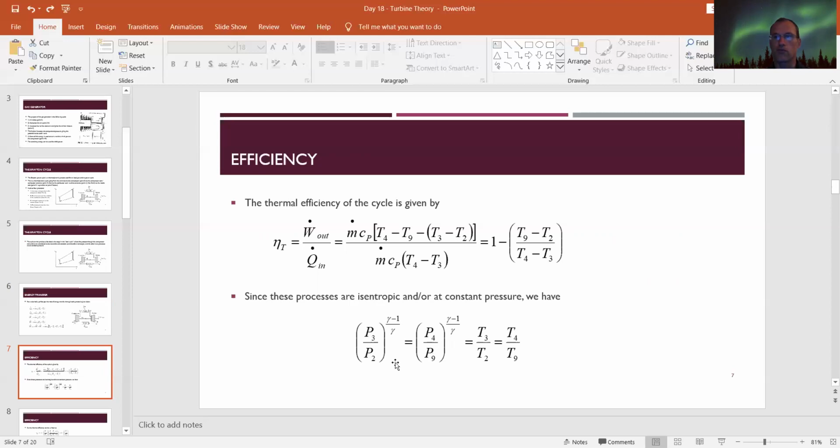So gamma is, again, this ratio of Cp over Cv. For air, gamma is generally 1.4. Those are constants essentially, so I can set those equal to each other. And then again, isentropic relationships, P3 over P2 to the gamma minus 1 over gamma is just the temperature ratio T3 over T2. Same thing for pressure, T4 over T9. So now I can set up this temperature relationship that T3 over T2 is equal to T4 over T9.